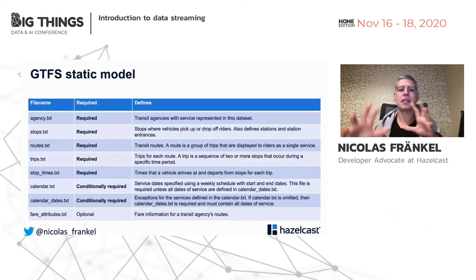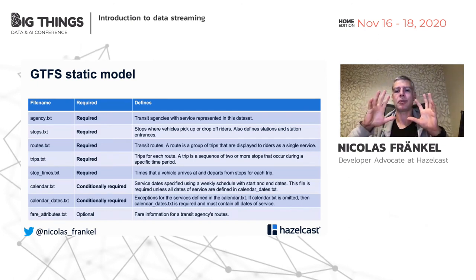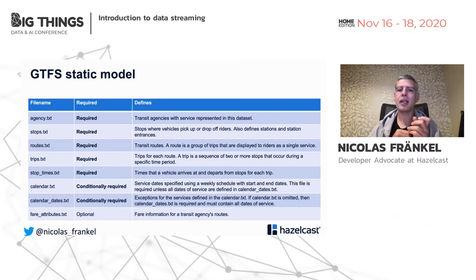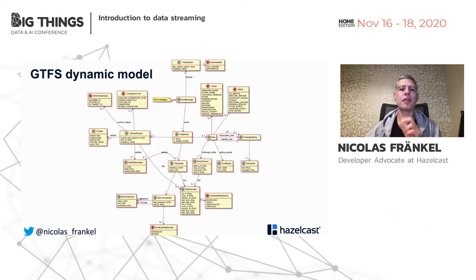So it's based on a bunch of static files, and I won't go through all of them, but basically what we need to remember is that first you have the static model, in general stuff that doesn't change that often, that includes stops. The stops of the bus, they don't change that often. You have a lot of them. And then you have the dynamic model, and the dynamic model actually might be the location of a vehicle. So this is the model I get.